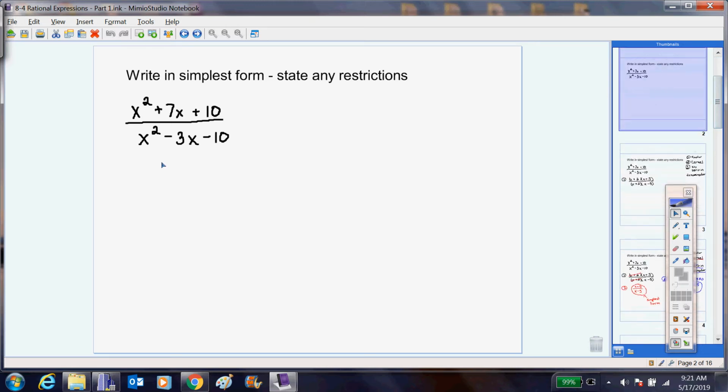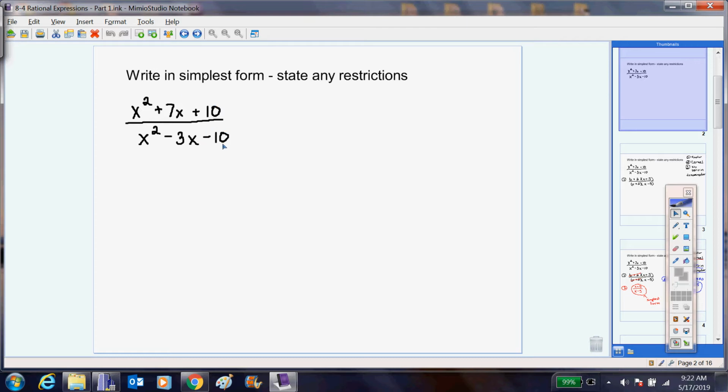So we need to factor. Just to remind you of factoring, you need to take a look at this last number and find things that could multiply together to give you the 10, that when you add them, you get 7. So this numerator, when you factor it, what are you going to get? X plus 5, x plus 2, good.